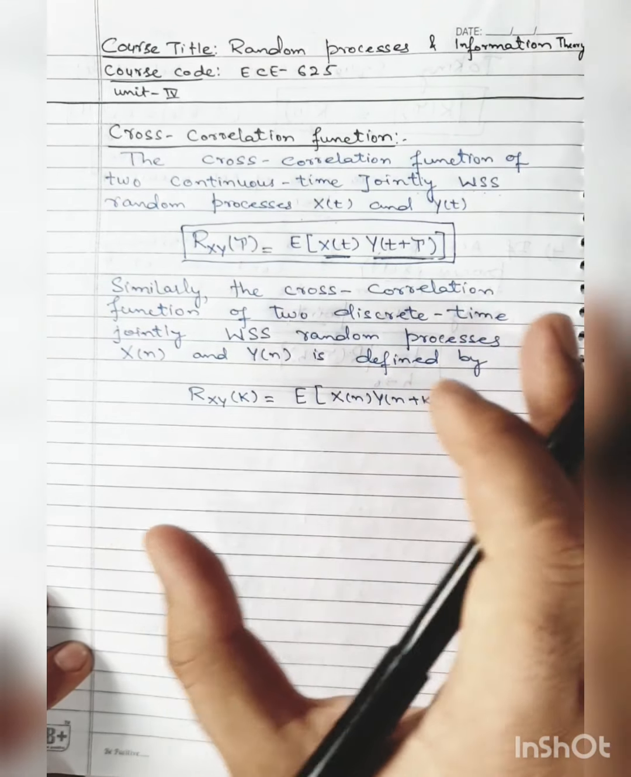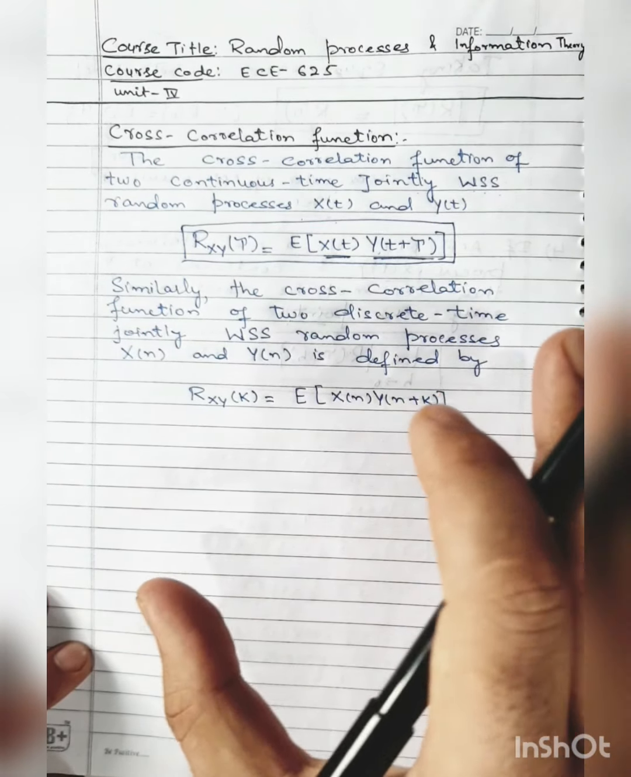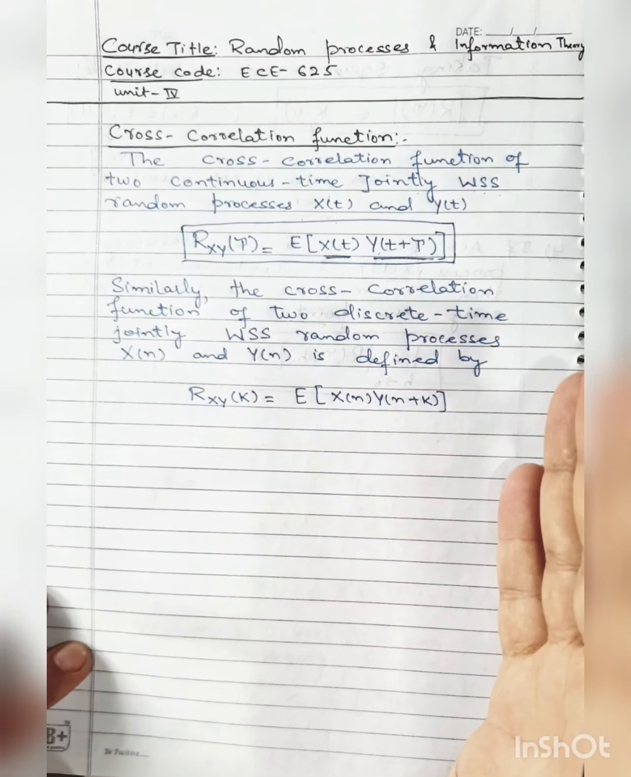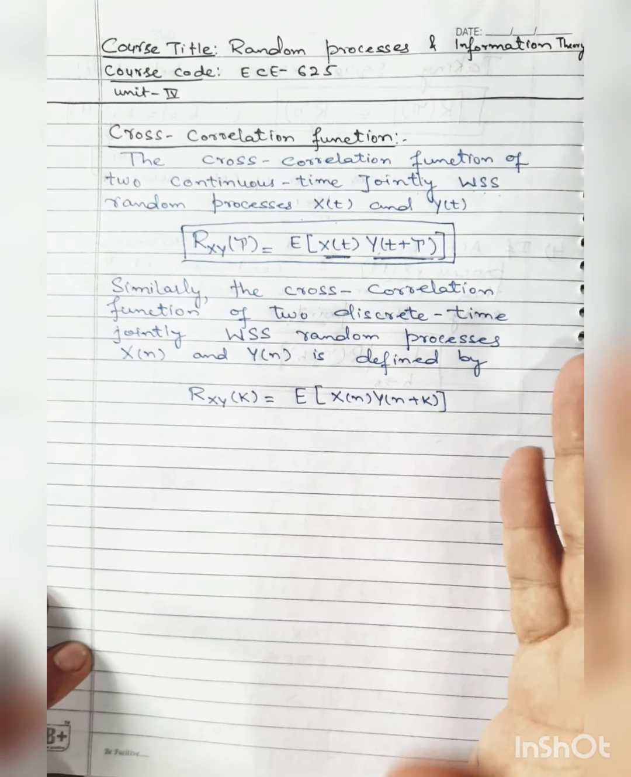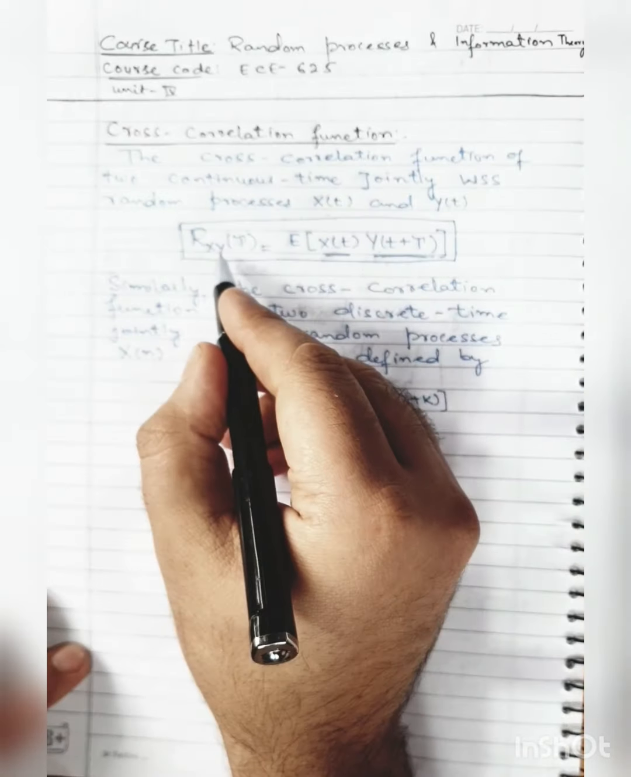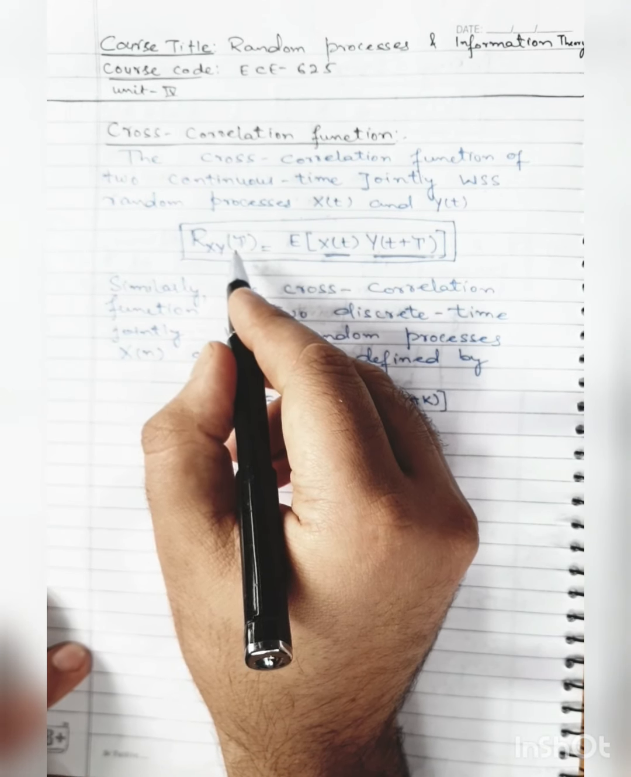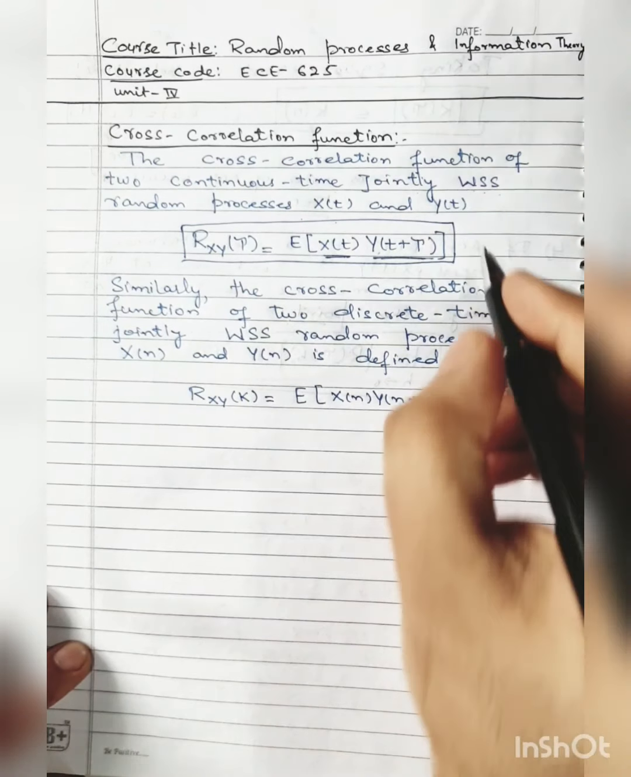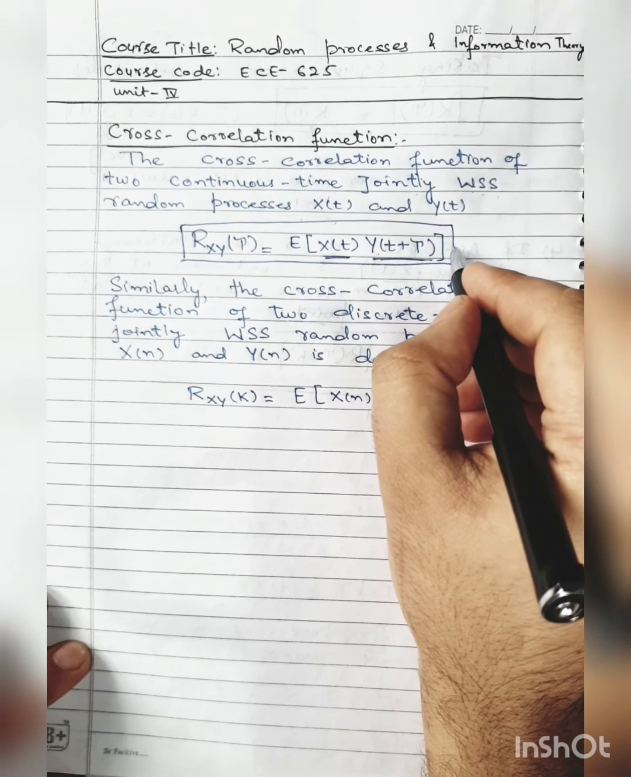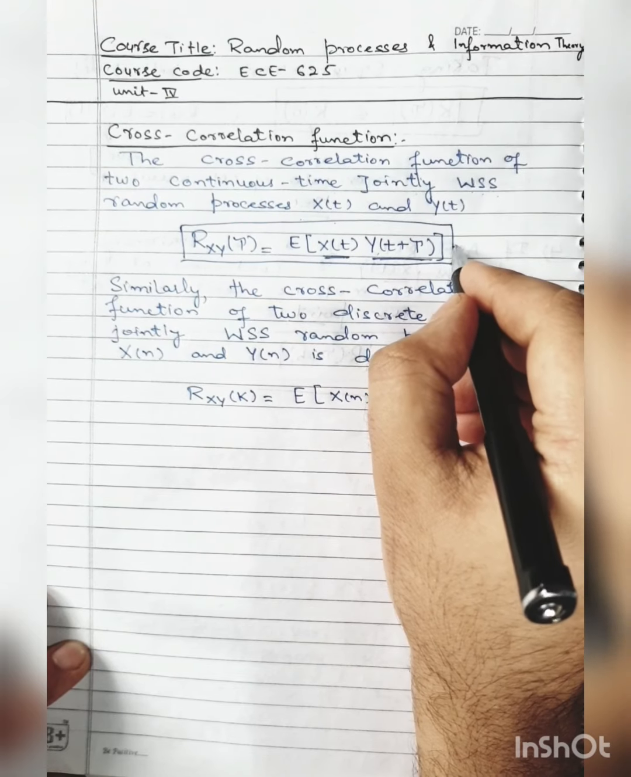If by chance these two random processes happen to be the same, that means they are x of t and x of t plus tau, then that is nothing but your autocorrelation function, which will be written as R_xx of tau. So this is for the continuous time random process.